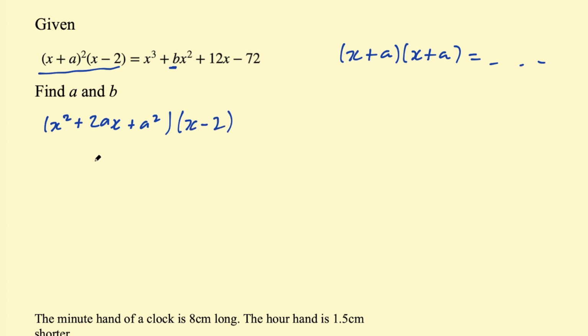And then you need to multiply everything in the first set of brackets by everything in the second set. So x² times x is x³, 2ax multiplied by x is 2ax², a² times x is a²x. Then x² times negative 2 is negative 2x², negative 4ax, and negative 2a². Okay, next, combine like terms.